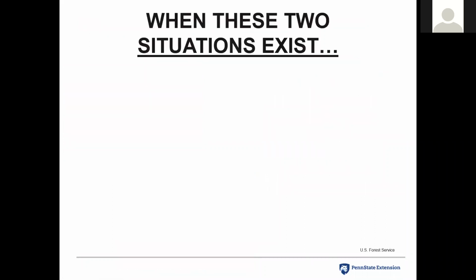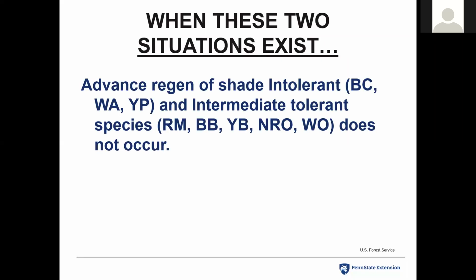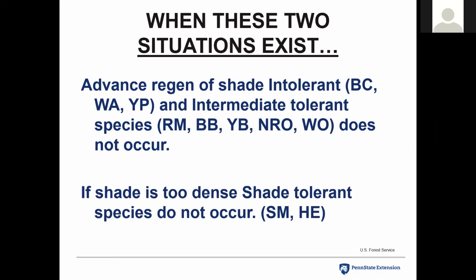So when these two situations exist, dense low shade and high deer impact, then advanced regeneration of shade intolerant species like black cherry, white ash, and yellow poplar, and intermediate tolerant species like red maple, black birch, yellow birch, northern red oak, and white oak does not occur. And if the shade is too dense, then even shade tolerant species do not occur. So sugar maple and hemlock might even be inhibited if the shade from those interfering plants is too dense.